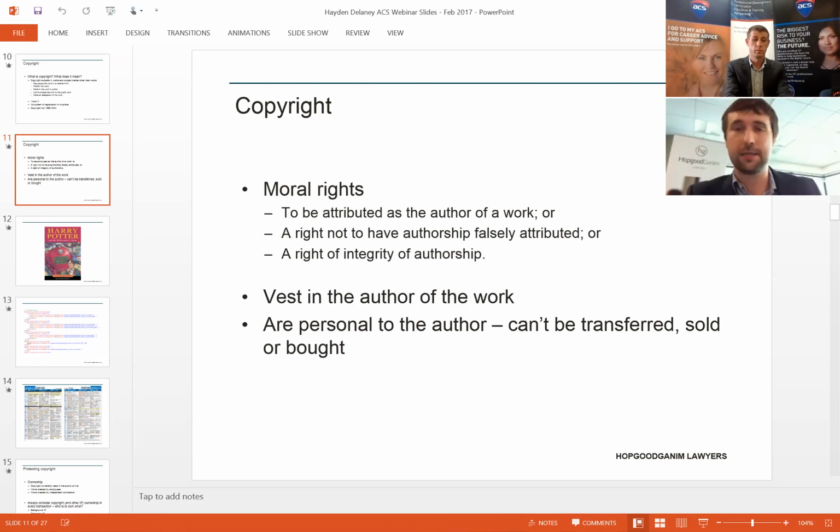If you're a famous artist, you don't want it said that this really bad, terrible painting is your work, so you've got that right as well. And a right of integrity of authorship, so not to have your work interfered with and messed up in a way that makes it look bad. So those are rights that can't be bought and sold. A creator or author has them. You can agree to have them waived though. So often in employment agreements and contracting agreements and the like, you'll see a clause which waives or consents to an infringement of your moral rights.